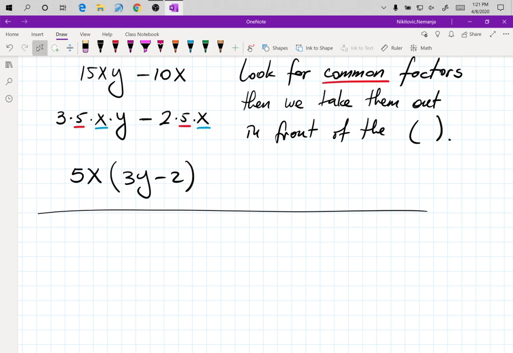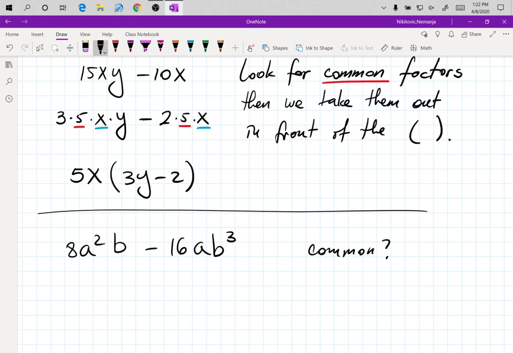So I'm just going to pull a whole bunch of problems that I see in a book, and then we're just gonna go from there. So 8a squared b minus 16ab cubed. What is common in here? What's common? Well, let's take a look.